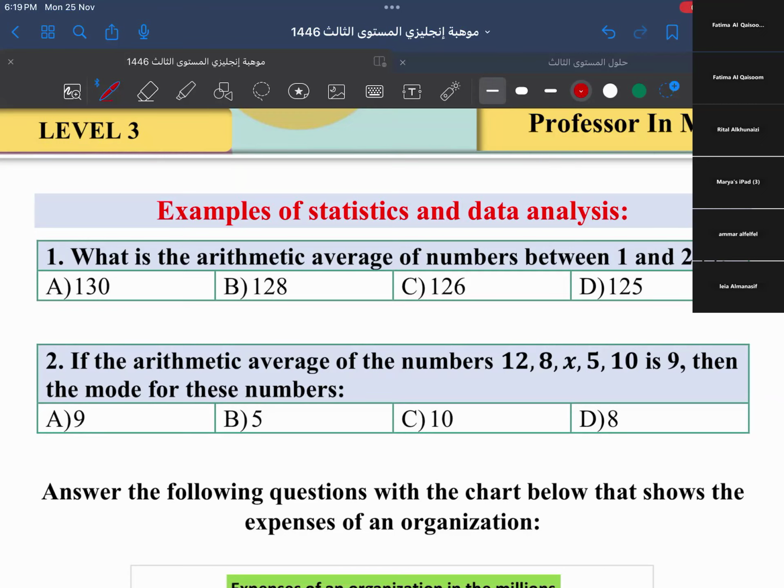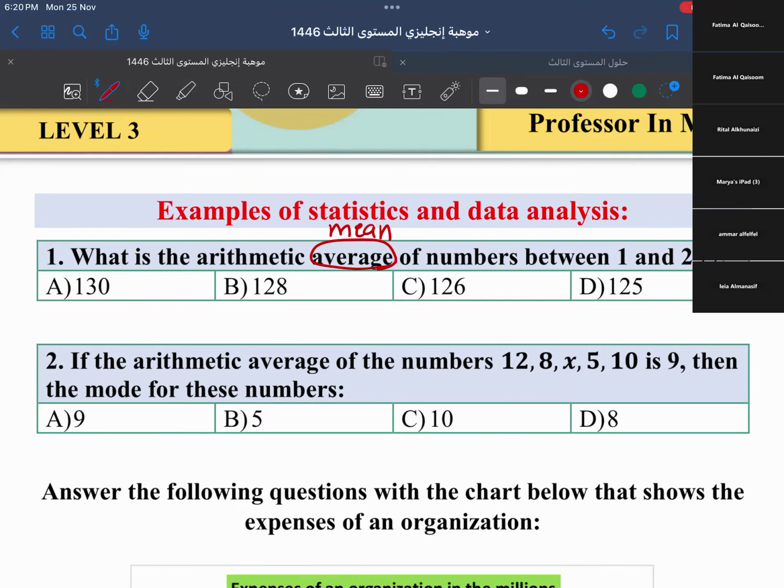Anyone can read the first question for me? Maria, could you read it? What is the arithmetic average of the numbers between 1 and 255? Yeah. So here, they're asking about the average, which is the mean.